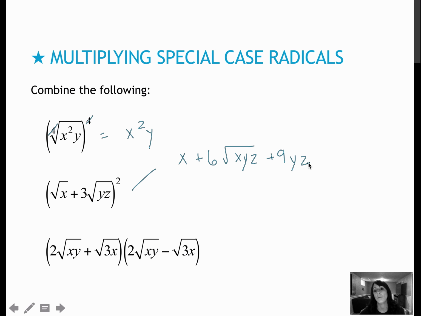This time I had all pluses because there was a plus here. This one will always be a plus. If this value is a minus, then this value would also be a minus. And for the last one, this is a difference of squares. So I'm going to square the first, which gives me 4xy. And then I'm going to subtract the square of the second. So that would be 3x. And that's all I can do on that question.